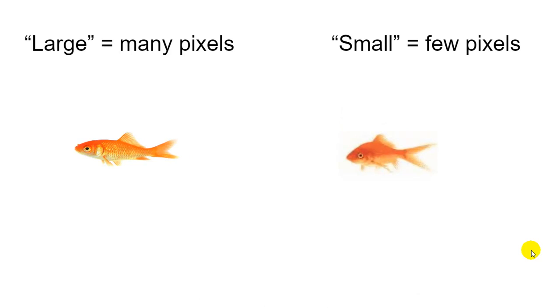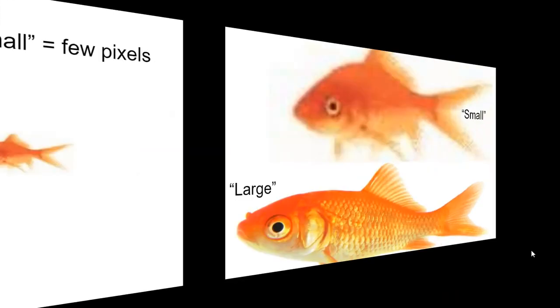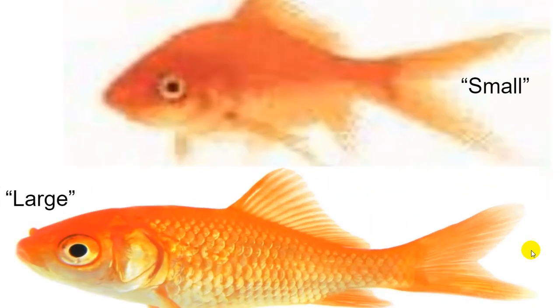Now you might say these two fish are about the same size if you measured them with a ruler, but one is very small and the other one is very large. So if I was to stretch out this picture on my slide, I'd notice that one of them is still pretty sharp while the other one is quite blurry.